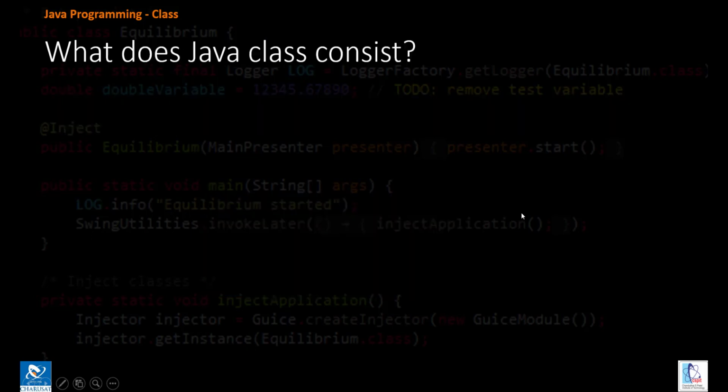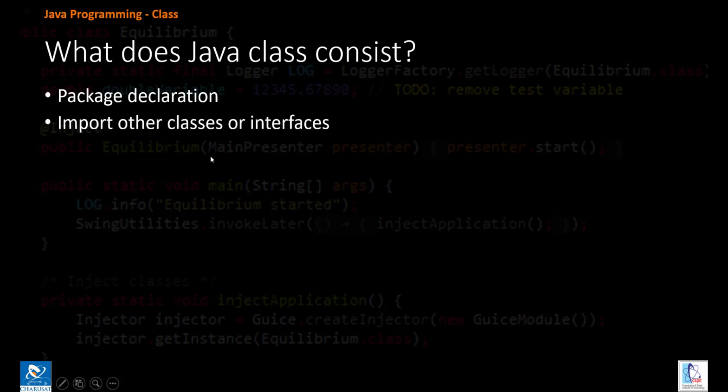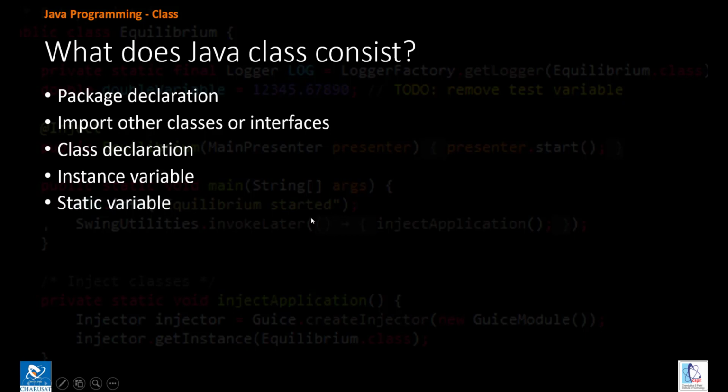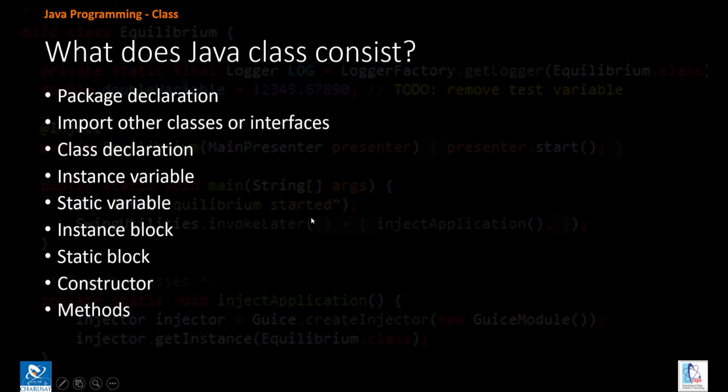So what does a Java class consist of? A Java class can optionally have a package declaration, imports of other classes or interfaces, and then the class declaration. This is the only mandatory part. It can have an instance variable, a static variable, an instance block, a static block, a constructor, and methods. These are the possible things that we can have in a Java class.